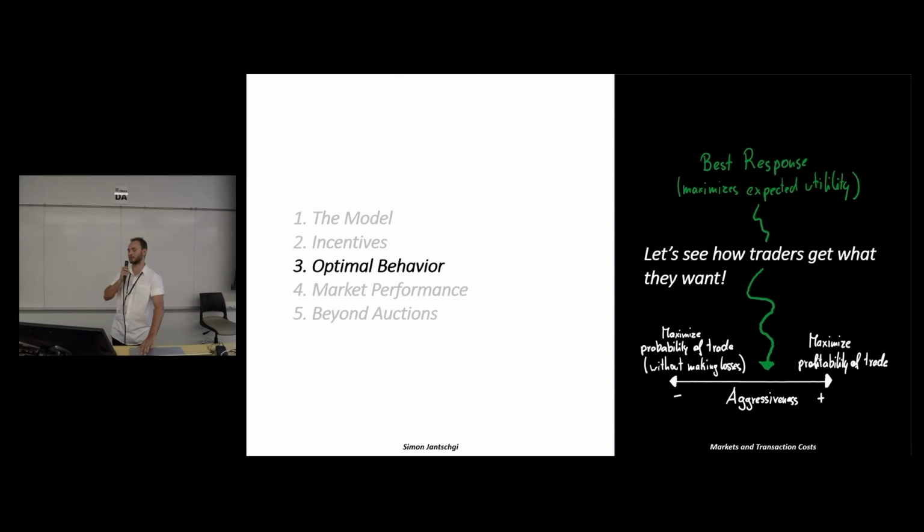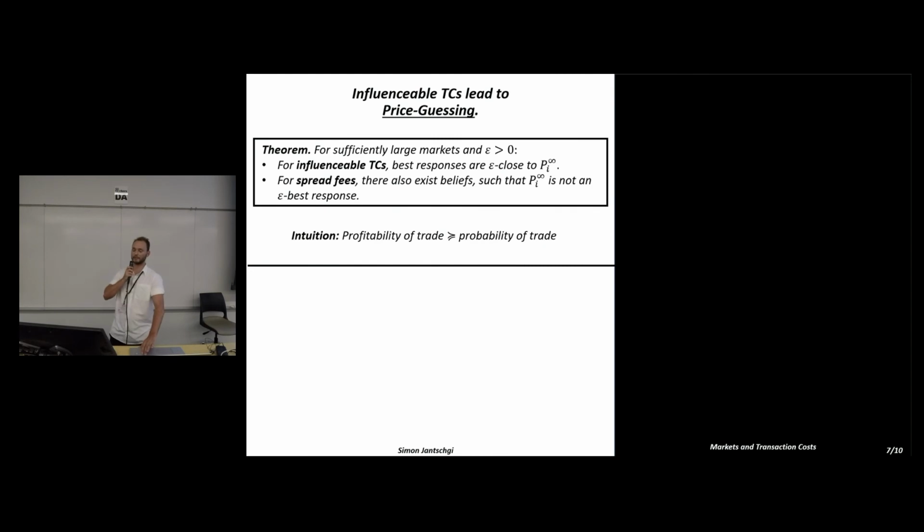Optimal behavior is simply just maximizing the expected utility. So you have those two opposing incentives of maximizing the probability of trade versus maximizing the profitability of trade. And here we find that two completely opposing behaviors emerge, because for influenceable transaction costs, profitability of trade outweighs probability of trade. So we find that something like price guessing is optimal. So traders actually don't become truthful, but they try to estimate what the market price is and try to bid very close to it in order to minimize their transaction cost.